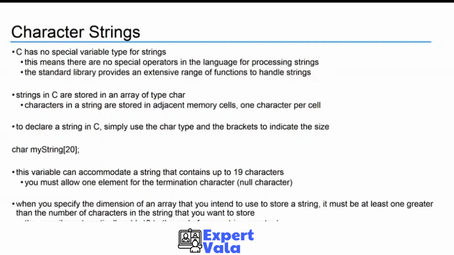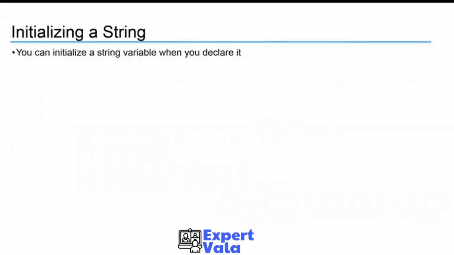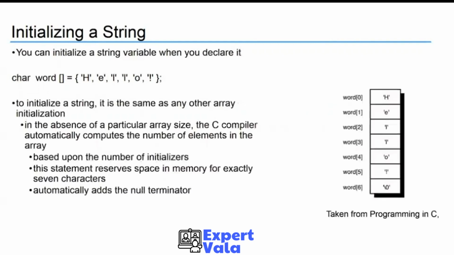So what you should really do is initialize these character strings when you create them. You can initialize a string variable just like you can initialize an array. You put each character inside of these brackets, so this looks very similar to initializing elements in an integer array. If you say char word and then inside the curly brackets you put each single character, that creates a character array. It's the same as any other array initialization. In the absence of a size, the C compiler automatically computes the number of elements in the array and then adds one for the null terminator. So it's based on the number of initializers you have between the curly braces.